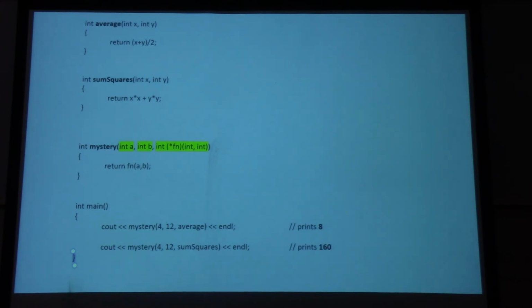Once the functional pointer goes in, on this call, mystery calls average, and it prints out 12. But when it sends this one, it's going to give you 144 plus 16, whatever the heck that is. 160? Oh, it says right there, okay. I didn't have to do it in my head. Okay, so it prints 160. So that's a functional pointer.